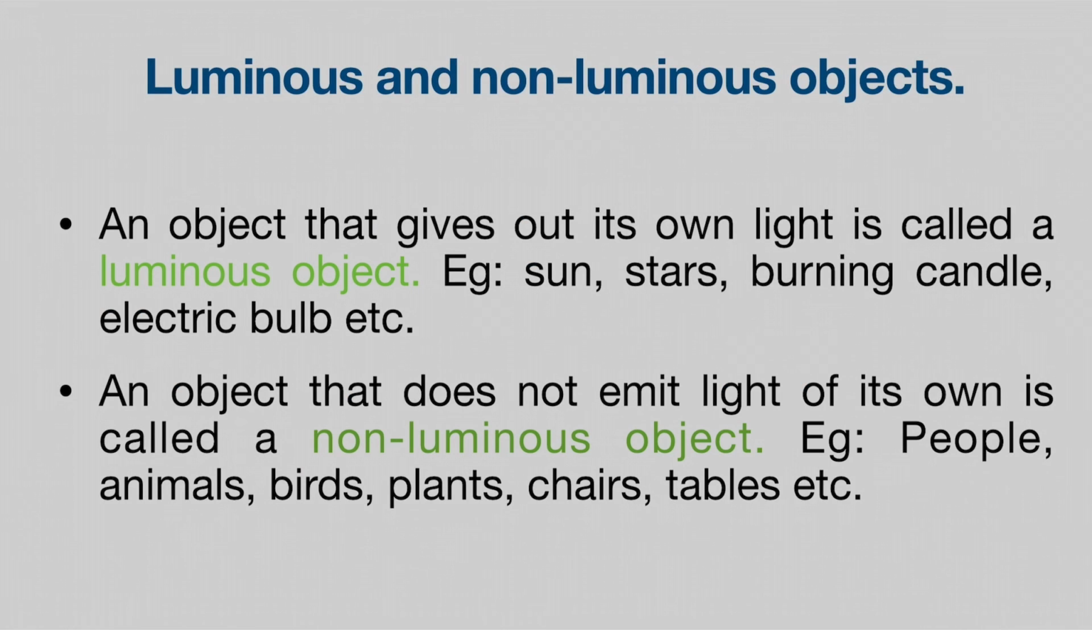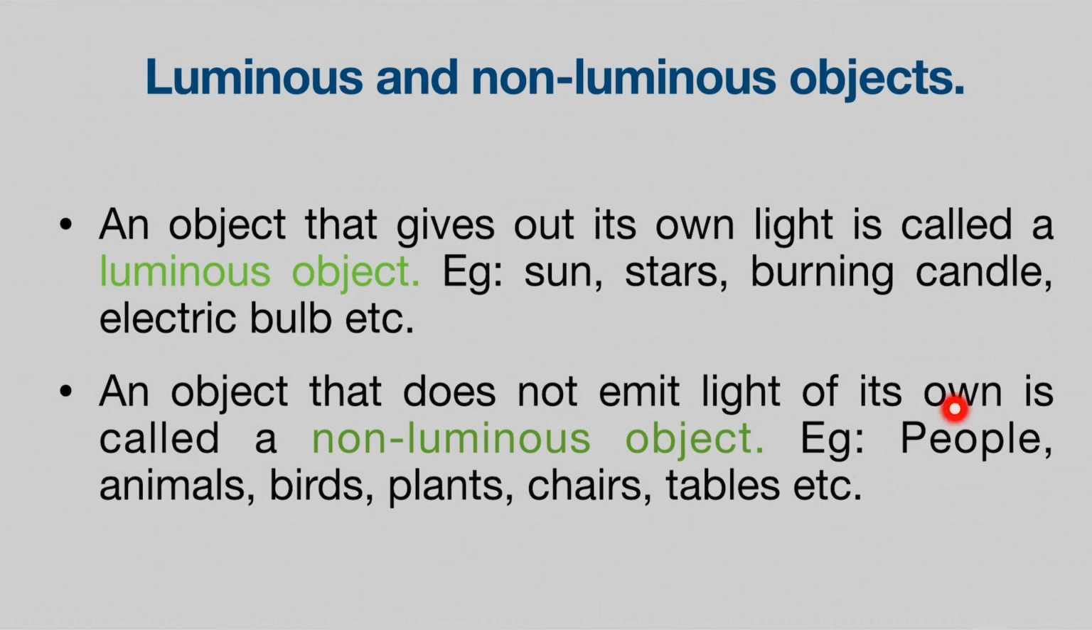Here in this slide, we get two new terms, that is luminous and non-luminous object. First, I will read out the definitions. An object that gives out its own light is called a luminous object. Example: sun, stars, burning candles, electric bulb, etc. Now the second point, an object that does not emit light of its own is called a non-luminous object. For example, people, animals, birds, plants, chairs, tables, etc.